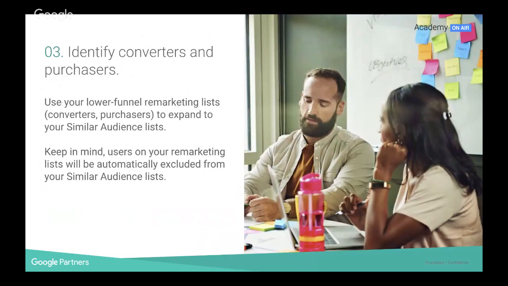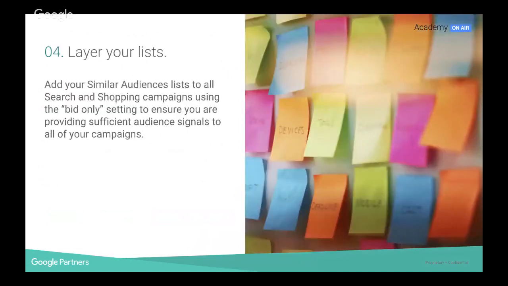Again, tailor your expansion strategies to your objectives. So use lower funnel remarketing lists first, converters and purchasers, and then go on with your expansion strategy when you're satisfied. And again, I will never be tired of repeating this: make sure that your search campaigns, your shopping campaigns, your DSA campaigns are using similar audiences, but also RLSA, in bid-only mode.